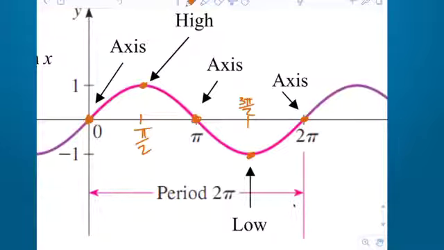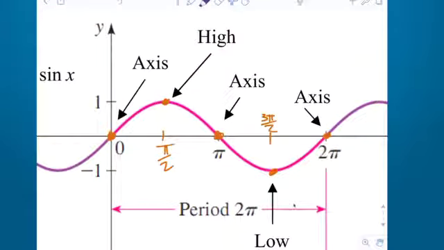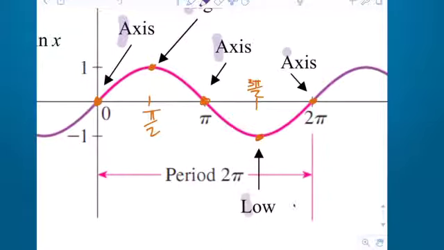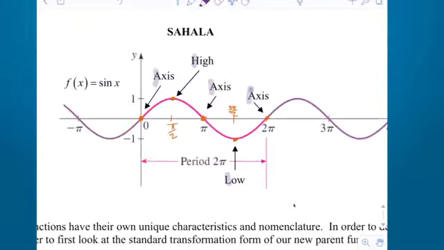So those quadrantal angles, 0, pi halves, pi, 3 pi halves, and 2 pi, I call the critical values for sine. Critical in the sense that they're all you need to sketch one cycle. So notice we start on the axis, then we go high, then axis, then low, and then axis. And that's one cycle. So you need 5 critical values for one cycle. So sine goes axis, high, axis, low, axis. Axis, high, axis, low, axis for sine.